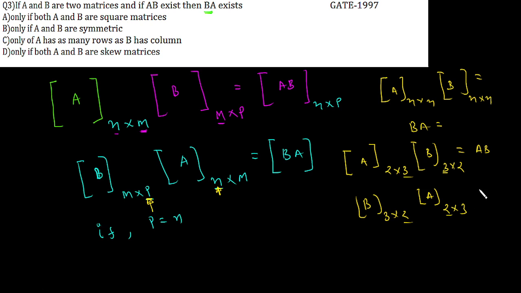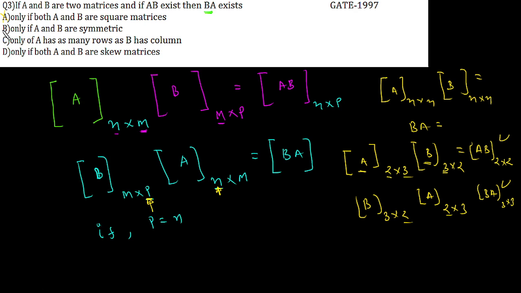BA also exists, and it has a dimension of 3 cross 3, and here it has dimension of 2 cross 2. So now you can see AB also exists and BA also exists, but this matrix A and B themselves are not square matrices, because here the number of columns and number of rows are different. So we cannot say this condition must hold for the finding of BA. So this option is the wrong one.